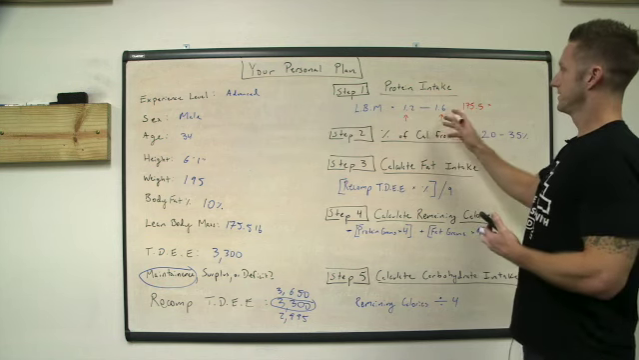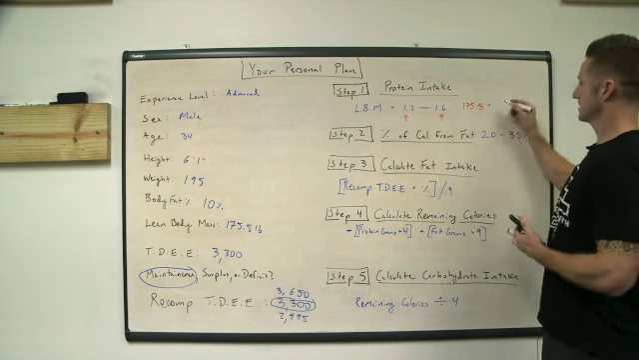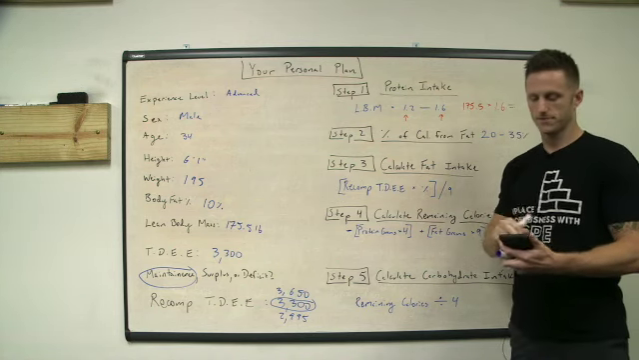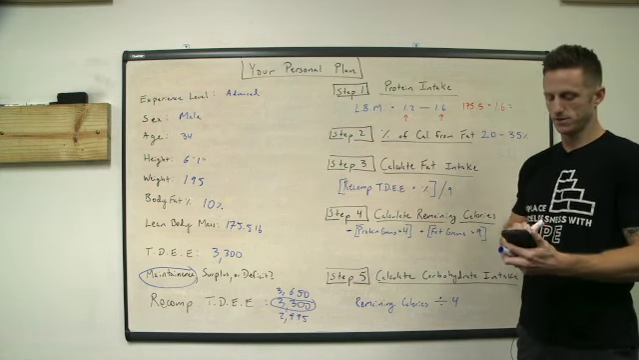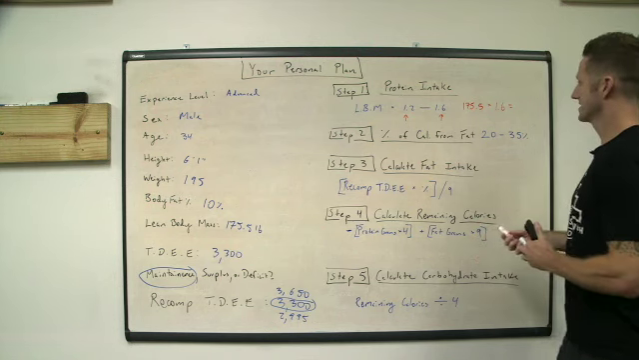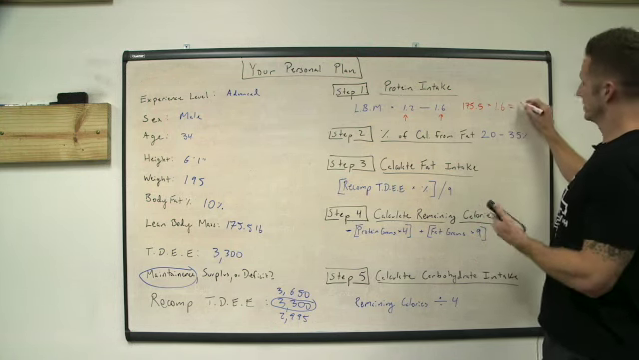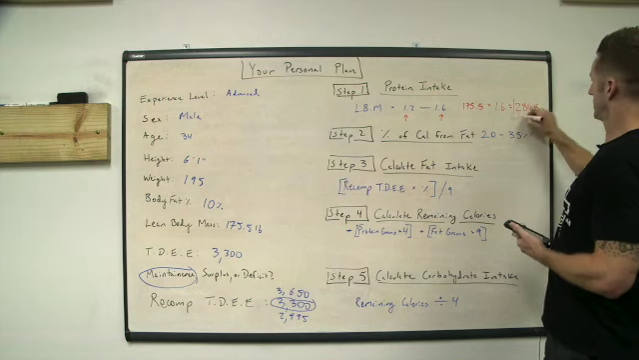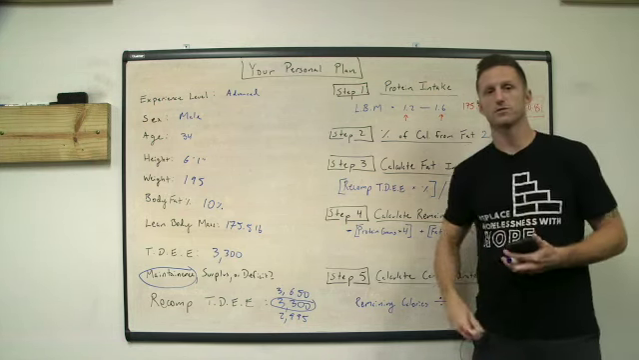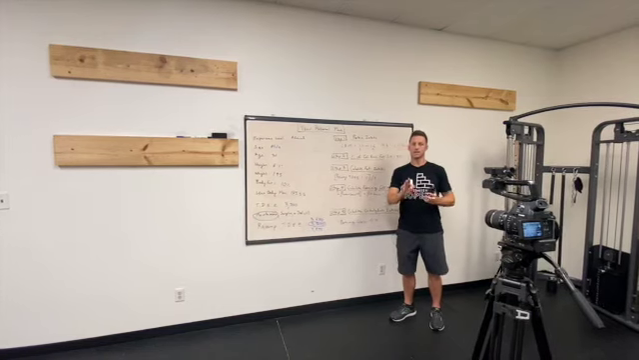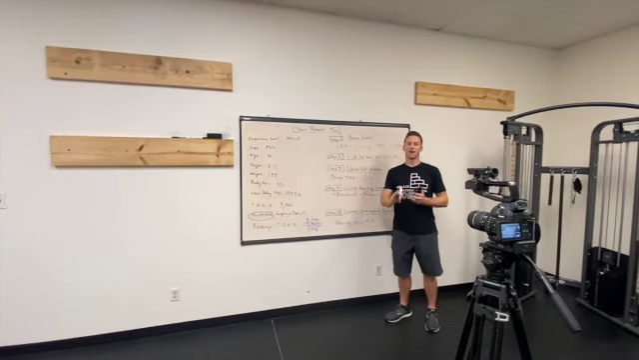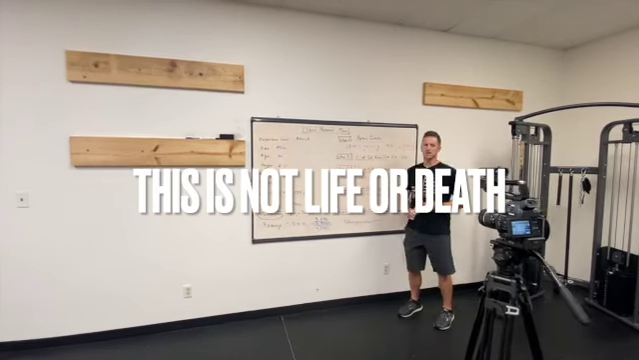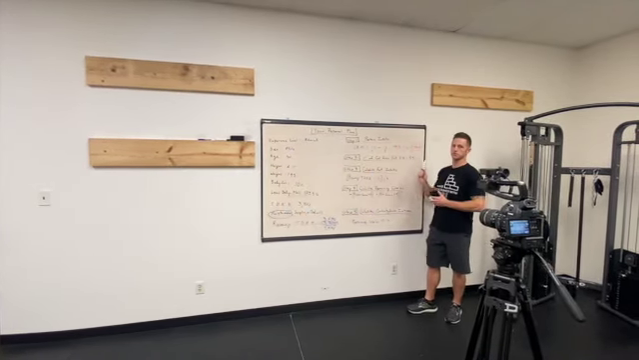So for me, I'm gonna go at 1.6, which, if I just use my calculator, 1.6 times 175.5 equals 280.8 grams of protein. Now, that's a lot of protein, right? I just want to be very clear. This is not a life or death situation. This is just giving me a number to shoot for.